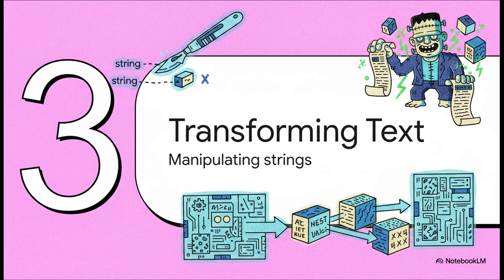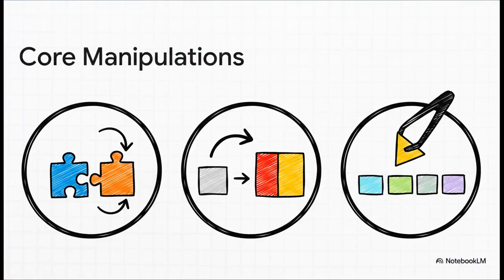Moving right along, Section 3, transforming your text. Because once you've surgically extracted a substring, you can manipulate it, kind of like Dr. Frankenstein piecing something completely new together. So now that we have our extracted substring, what do we actually do with it? Well, there are 3 core ways we can manipulate our text to build that new piece. First, we can concatenate. That's just a fancy word for joining strings together, like combining a first name, Ada, with a last name, Lovelace. Second, we can alter the text's visual appearance. And third, we can replace specific sections entirely.